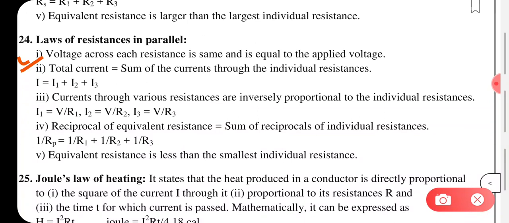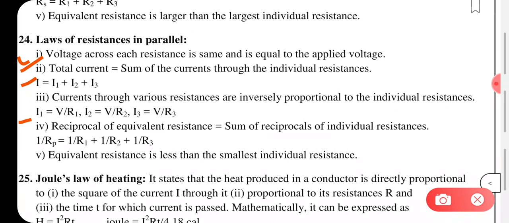Fine. Now the next point is about the current. Current is not going to remain the same like it happened in case of series connection. Here the total current will be the sum of the individual currents. Individual current will be voltage divided by the resistance through one resistor. Wherever one resistance is there, I1 will be V upon R1, which means the current is getting distributed across the parallel connection.